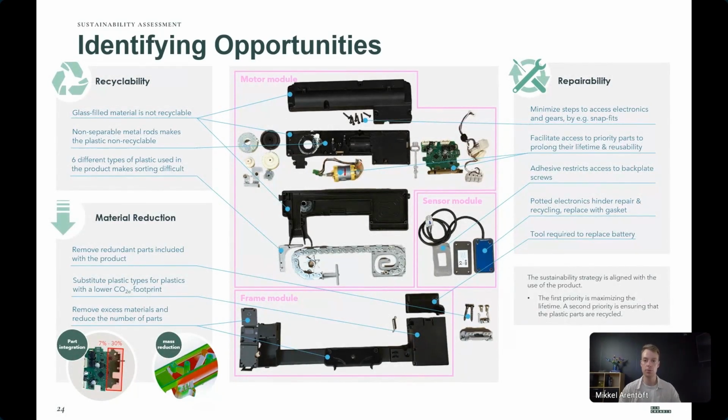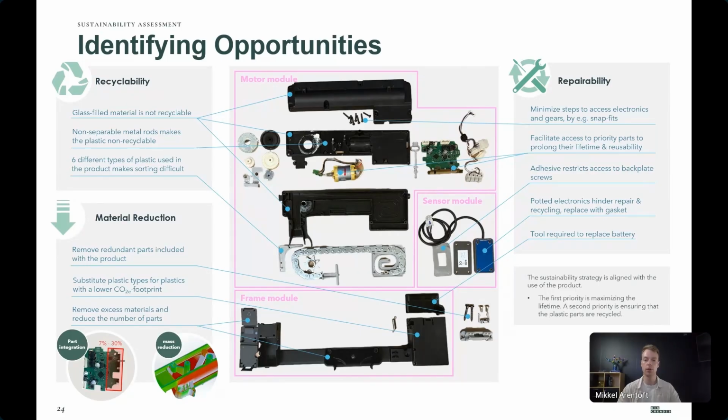Applying these strategies to the product, the following challenges were identified. The plastic type used was not recyclable and had metal stuck to it, which further makes the parts non-recyclable. The plastic type that was used for the major plastic parts had a high carbon footprint, which could be reduced through material substitution and reduction. The failure critical parts, such as the electronics, the motor, and the gears, were also identified, and some of these were inaccessible due to, for example, potting of the electronics.